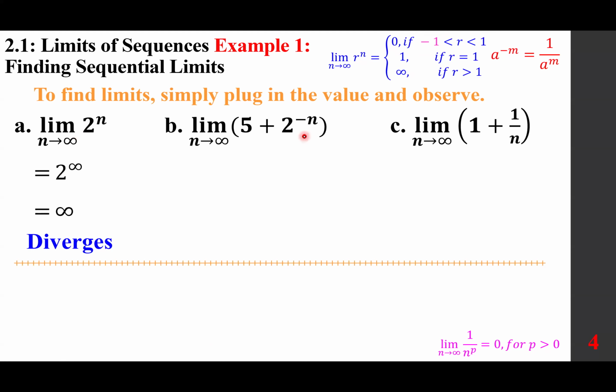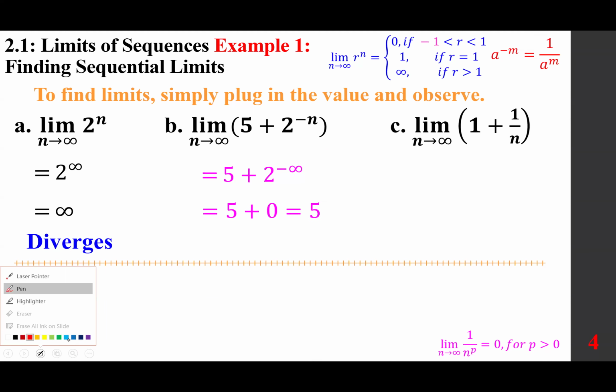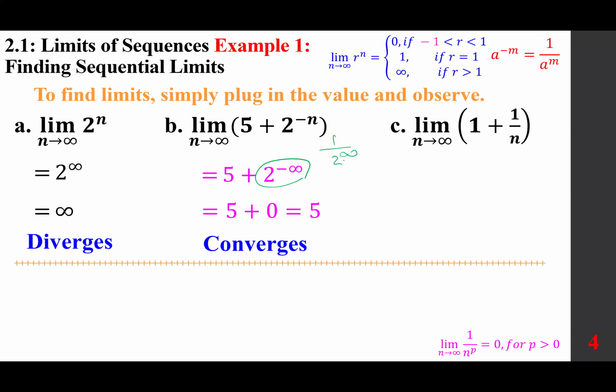We do the same thing here. We plug in. 2 to the power of negative infinity follows the negative exponential. So it's 1 over a to the power of n, meaning this, everybody, is 1 over 2 to the power of infinity, which makes it 1 over infinity, which makes it 0. So we get 5. It's convergent, so it converges to 5.